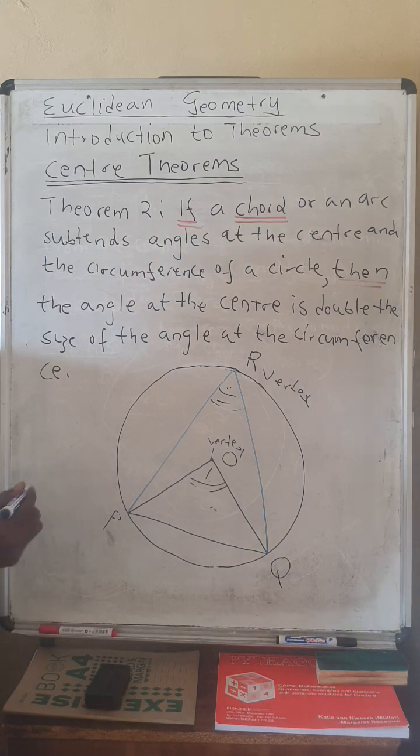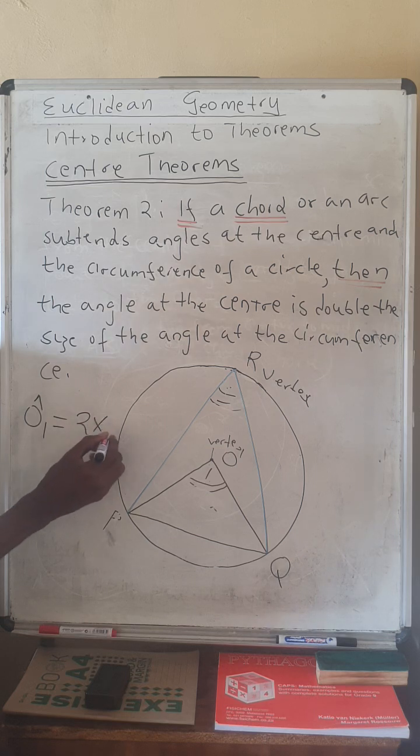So to conclude here, we're going to say, therefore, angle O1 equals 2 times the angle at the circumference, which is angle R.